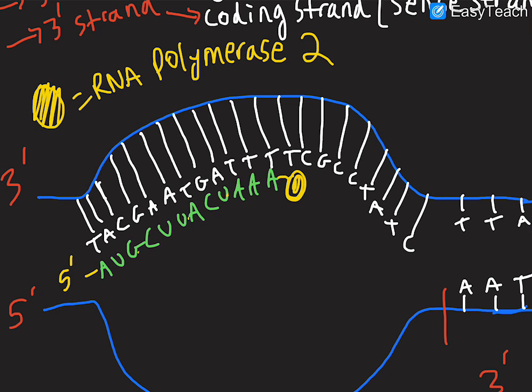What's the RNA complement to TCG? That would be AGC. Let's write that down. Now the RNA polymerase is over here. What's the RNA complement to CCT? That would be GGA. Let's write that down. So right now we have GGA. Now the RNA polymerase is right here.